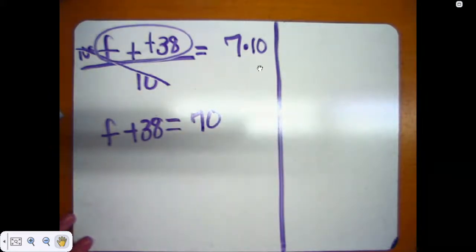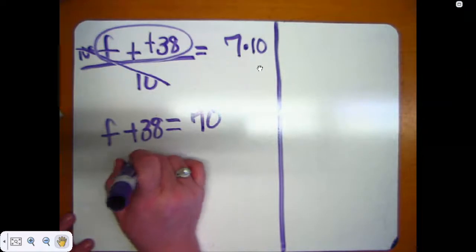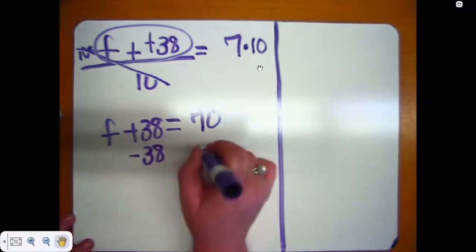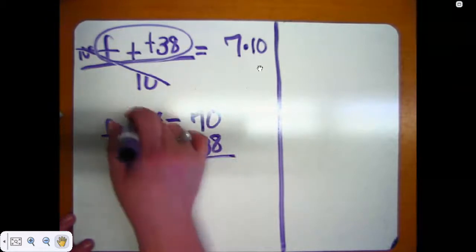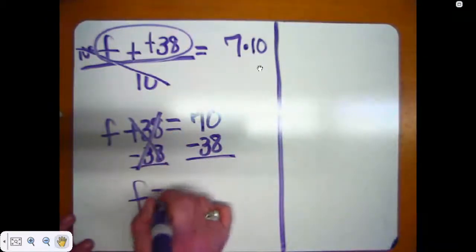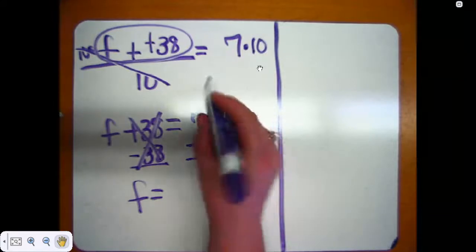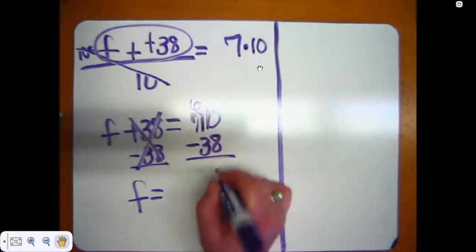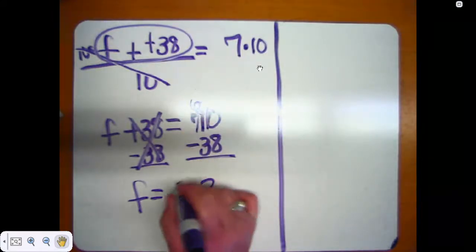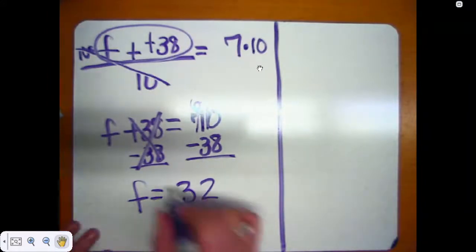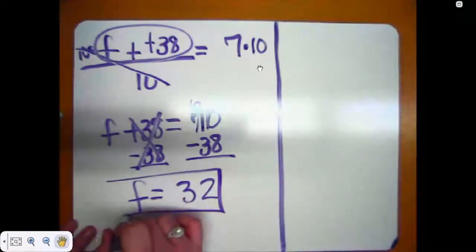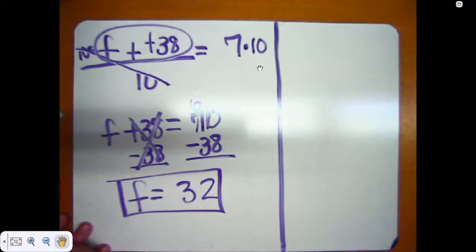Now that looks pretty familiar, so I'm going to subtract 38 from both sides. This one goes away. I'm left with F on this side. And 70 minus 38 is 32. So F is equal to positive 32.